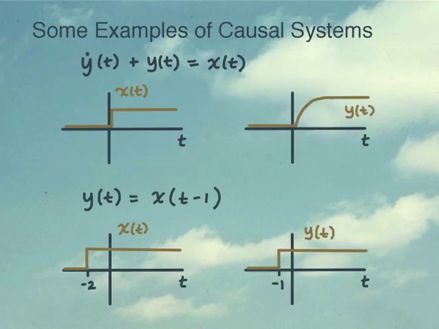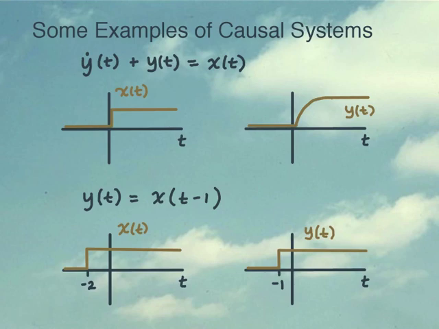So here are some examples of causal systems. The first is the differential equation, y dot plus y equals x, where x is the input and y is the output. If, for example, we put a step signal x of t into this system, the output will respond after the input changes. It doesn't anticipate the change in the input before it happens.